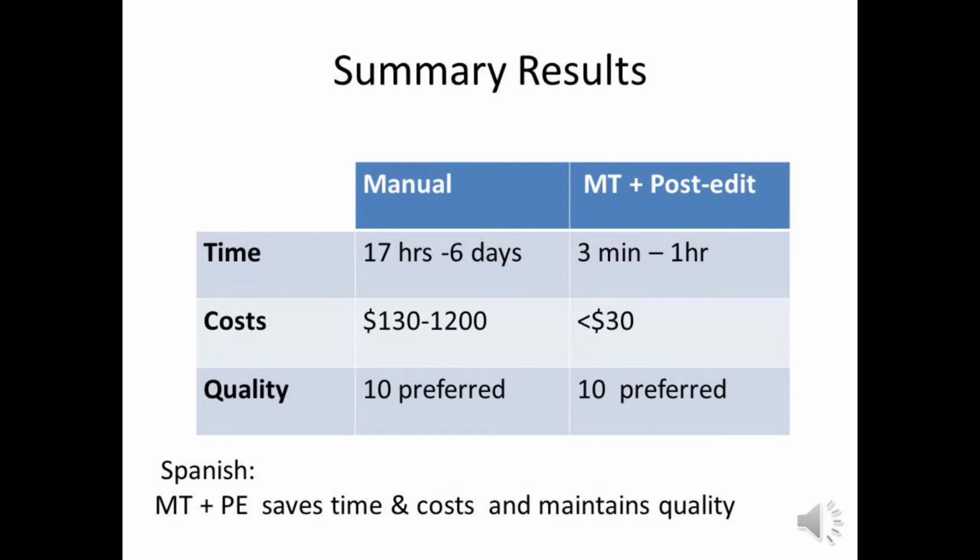In terms of the time it took, post-editing the machine translation took 3 minutes to an hour, and the costs were generally less than $30 for the translation. And again, the quality seemed to be equivalent. So we were convinced by these results that machine translation plus post-editing can save time and costs, and at the same time maintain quality.